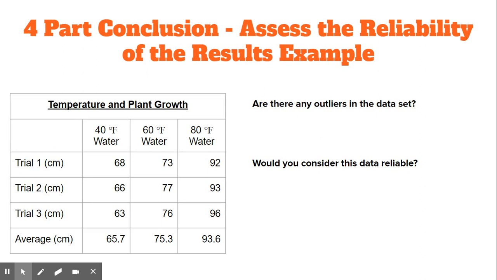Again, let's take a look at this example of temperature and plant growth. As you look at the data that they have in that data table, do you see any value that is way outside of the normal? I'd say no. Looking at it, all of the values have a range of 4 or 5 centimeters difference in the results, which seems pretty comparable at all water levels. Granted, you're getting higher heights at the hotter water, but every trial was around those same values. So no, I would not say there's any outliers in that example.